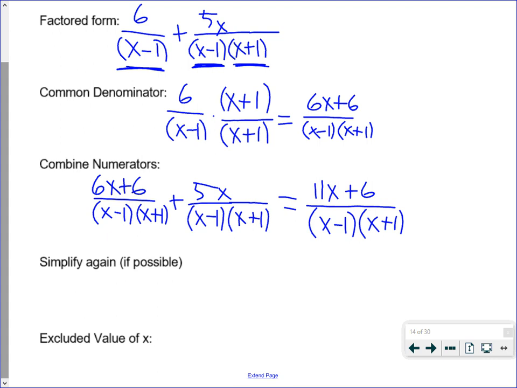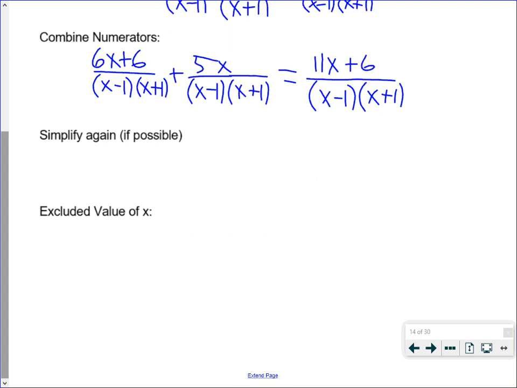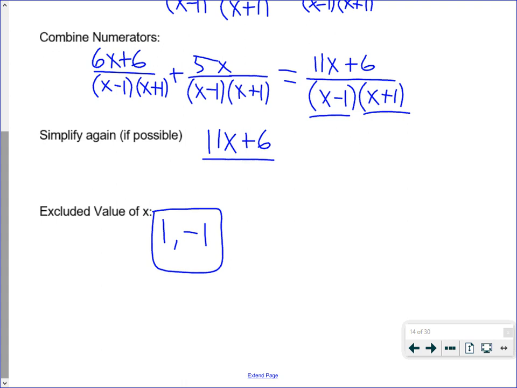Before we simplify, we want to figure out our excluded values of x. We look at the denominator and set each factor equal to 0. When x minus 1 equals 0, we get 1, and when x plus 1 equals 0, we get negative 1. So our excluded values of x are 1 and negative 1. Once we figure those out, we simplify. But 11x plus 6 doesn't factor, and there's nothing that can cancel from the top or bottom, so it's already completely simplified. The 11x plus 6 all over x minus 1 times x plus 1 is our simplified function.